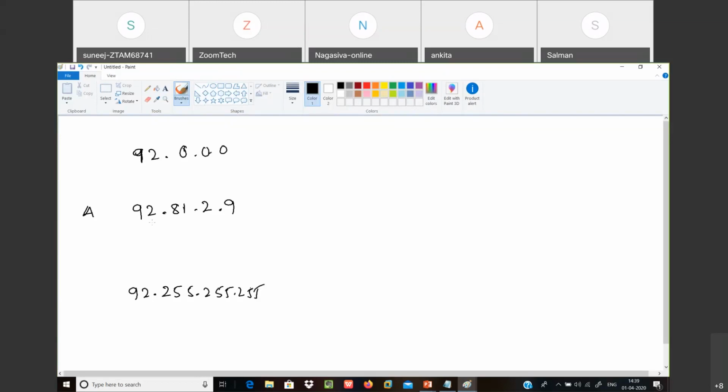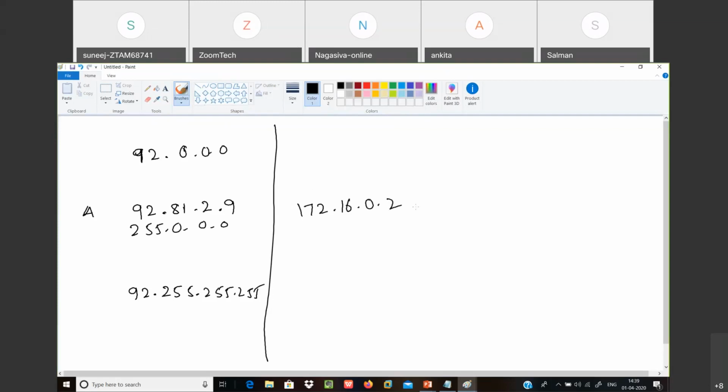Now, 92.81.2.9, is it a valid IP address? Yes or no? Yes, it is a valid IP address. So what will be the subnet mask of this IP address? Subnet mask. 255.0.0.0 subnet. Perfect.